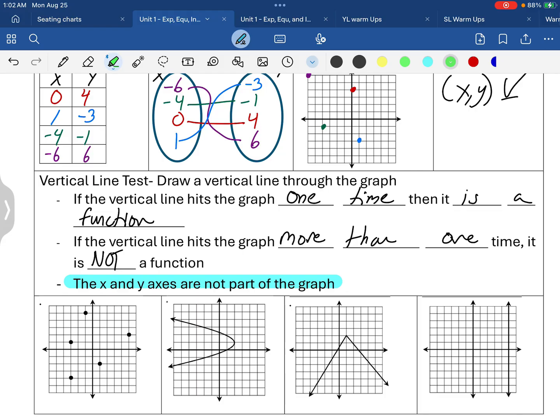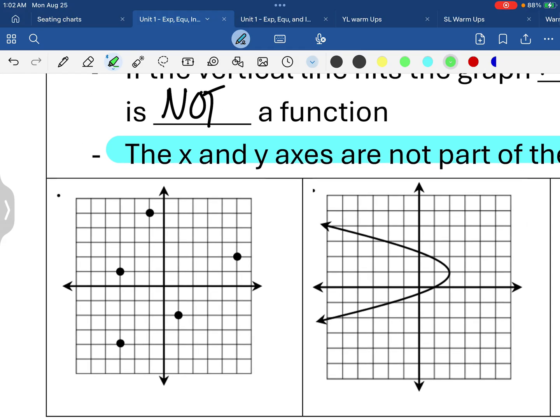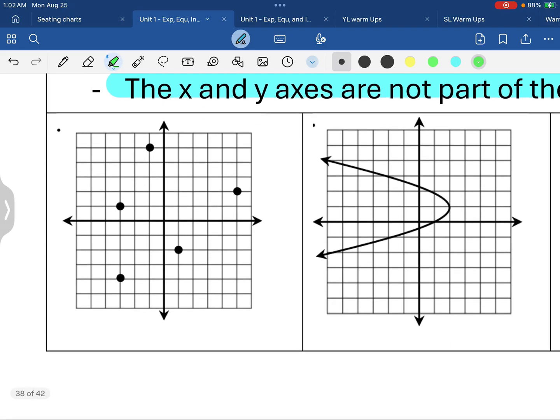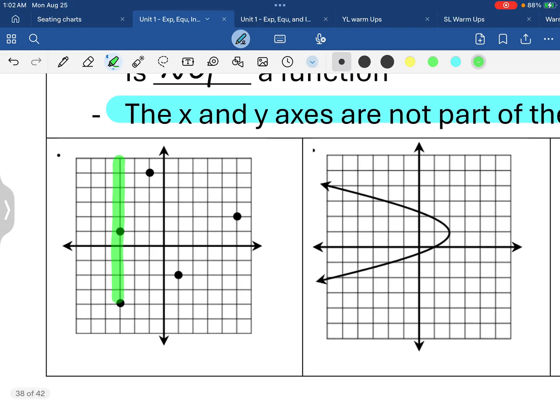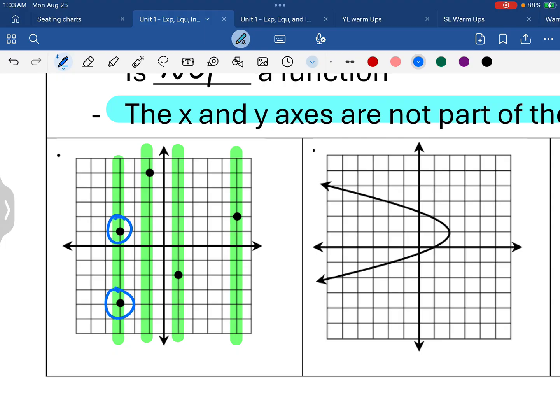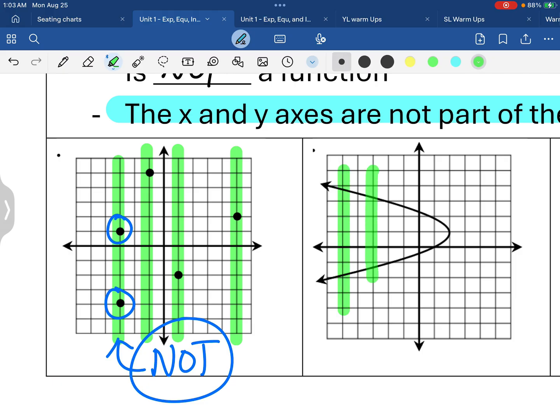So if I look at our first example, I like to do this with a highlighter tool so I can still see what's going on. If I draw a line through each point on my graph right here, I can see that right here those dots hit that green line twice. So that means this is not a function. If this dot wasn't here, then it would be a function. But that's what throws it all out of whack. Let's get our highlighter again. Draw my lines again.